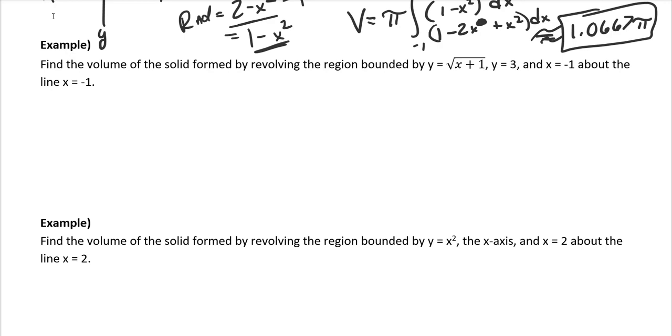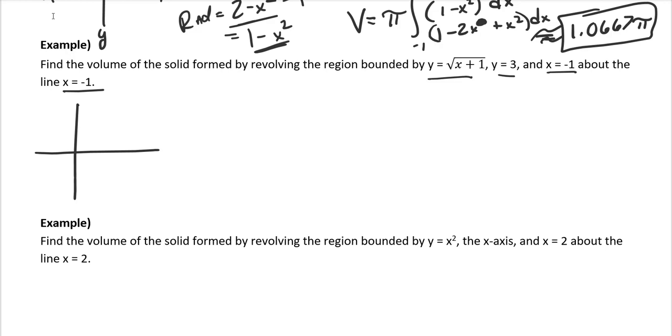Find the volume of the solid formed by revolving the region bounded by y equals the square root of x plus 1, y equals 3, and x equals -1, about the line x equals -1. What does this look like? This is where you have to understand what graphs look like. You can't just plug it in. You could do some derivative calculations to find where it's increasing or decreasing, but do you really want to do that?